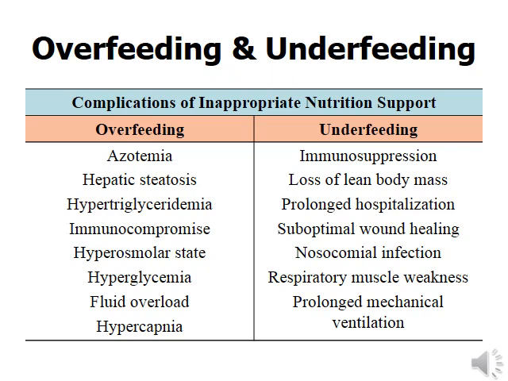Numerous researchers have examined complications of inappropriate nutrition support, both under and overfeeding. Overfeeding has been associated with azotemia, hepatic steatosis, hypertriglyceridemia, immunocompromise, a hyperosmolar state, hyperglycemia, fluid overload, and hypercapnia, while underfeeding has been associated with immunosuppression, loss of lean body mass, prolonged hospitalization, suboptimal wound healing, nosocomial infections, respiratory muscle weakness, and prolonged mechanical ventilation.